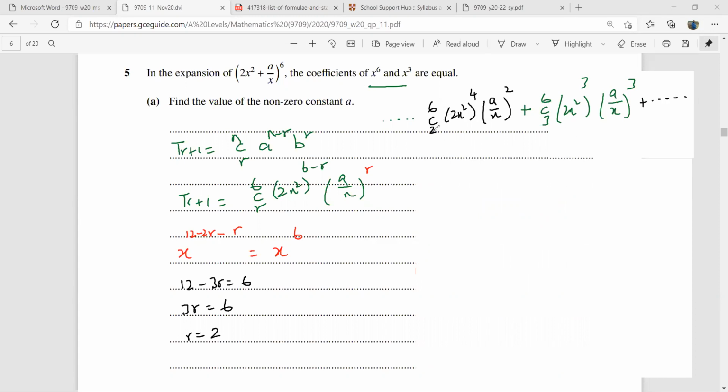So 6C2, I think that is 15. 15 into 16 is 240. So 240 x raised to power 8 a squared over x squared. 6C3 is 20. 20 into 8 is 160. 160 a cubed and x raised to power 6 over x cubed.